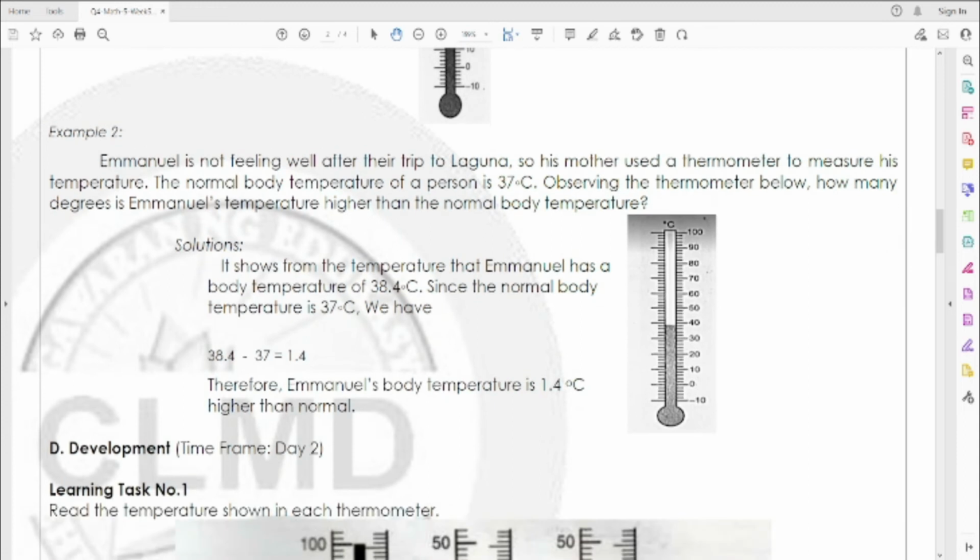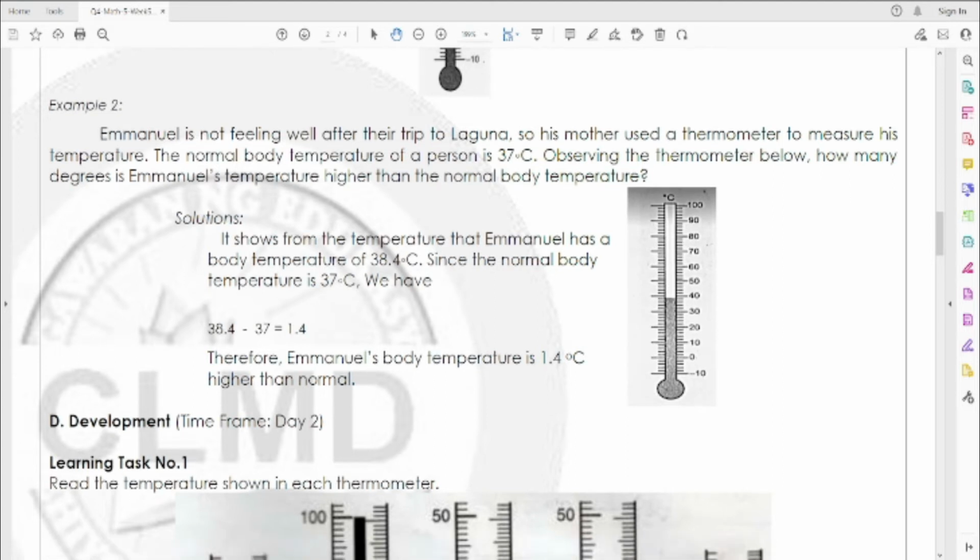For our example number 2, Emmanuel is not feeling well after his trip to Laguna. His mother used a thermometer to measure his temperature. The normal body temperature of a person is 37 degrees Celsius. Observing the thermometer below, how many degrees is Emmanuel's temperature higher than the normal body temperature? Here is our solution. The thermometer shows that Emmanuel has a body temperature of 38 degrees Celsius, here in the thermometer below 40.